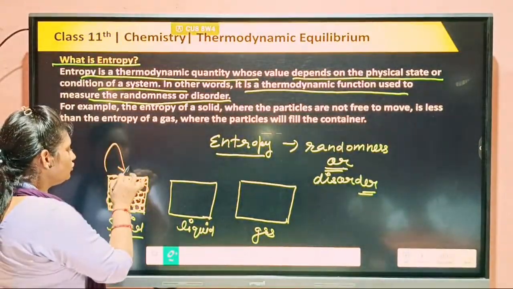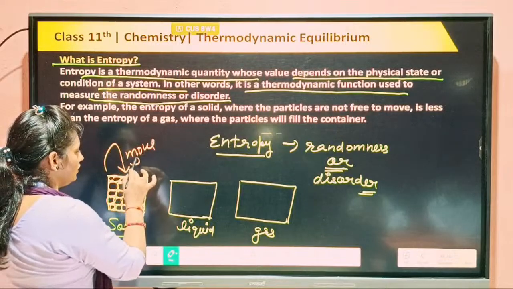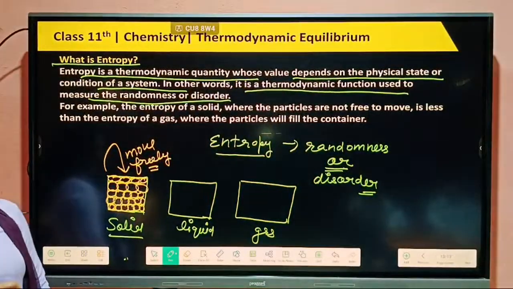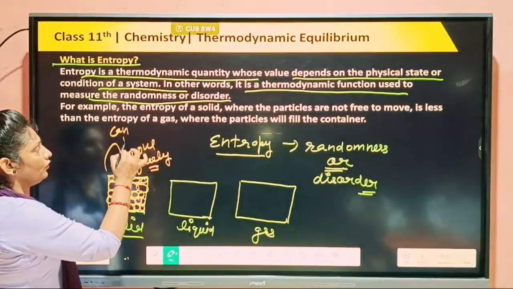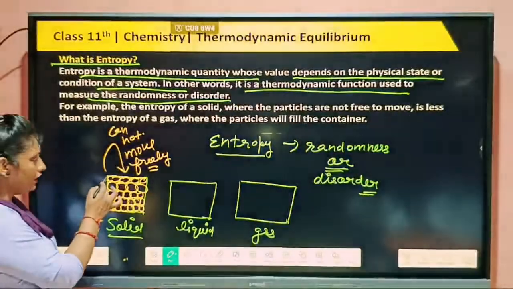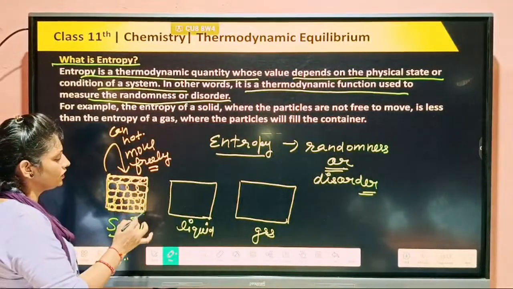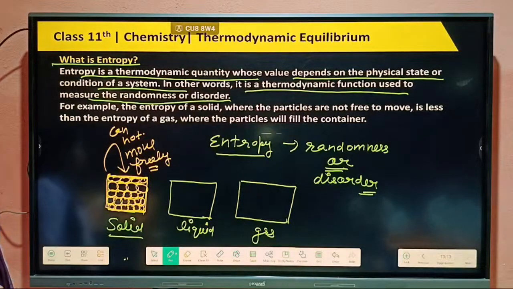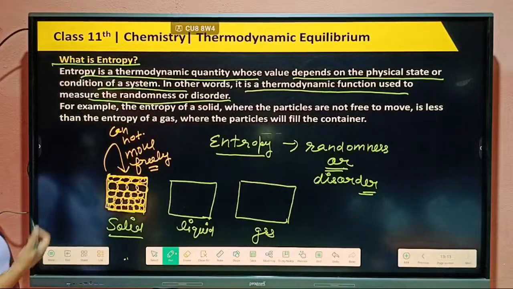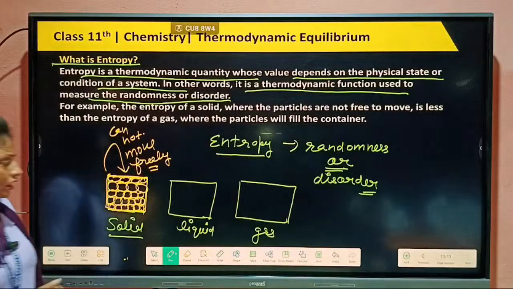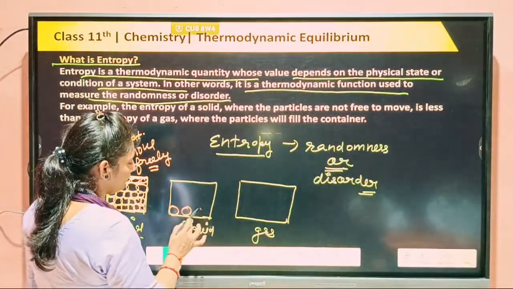If they want to move freely, it will be difficult for them. They cannot move freely. Why? Because they are closely packed. They do not have any more space for moving. Clear or not? So here randomness, disorder, freedom is minimum. Means they have minimum entropy.